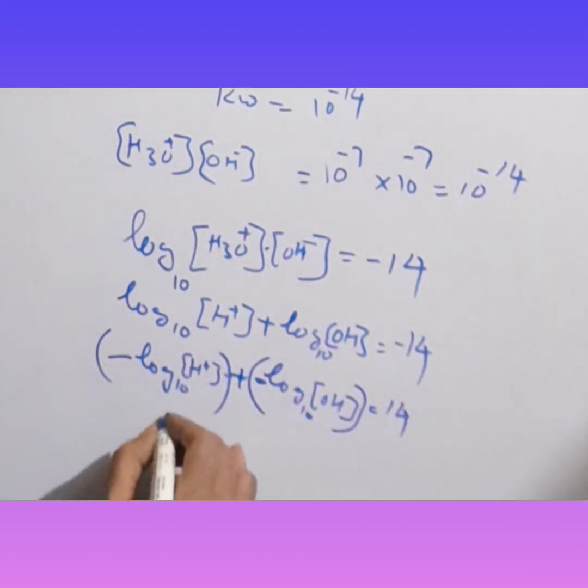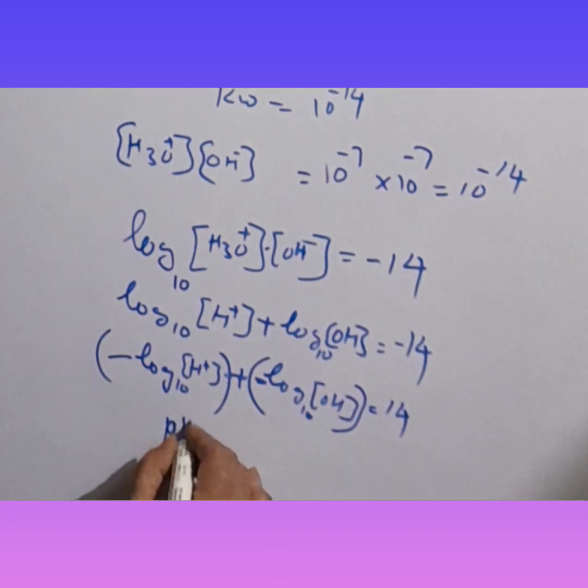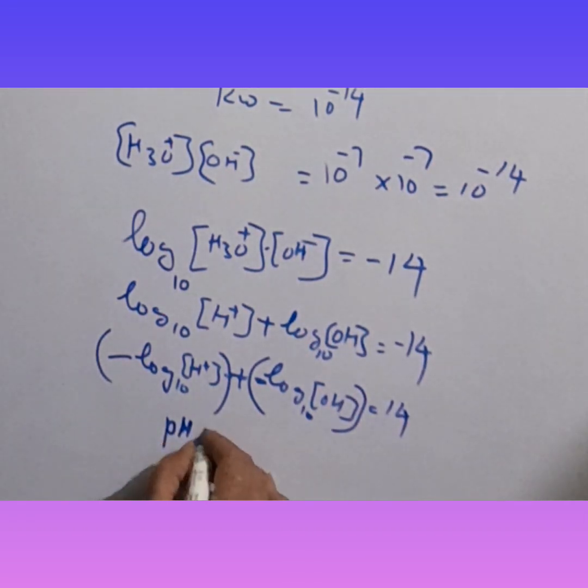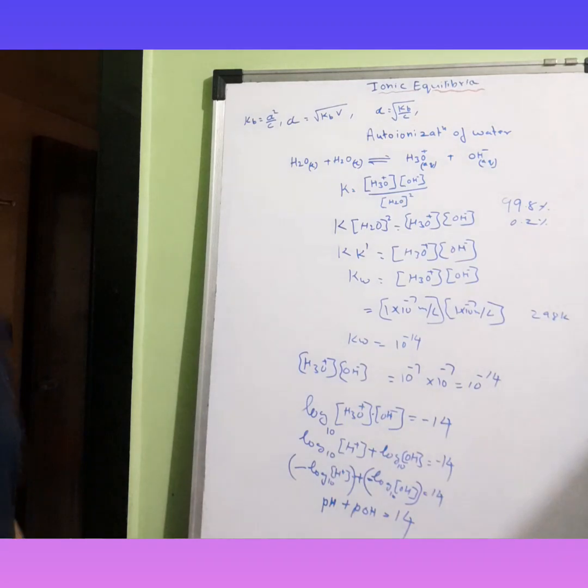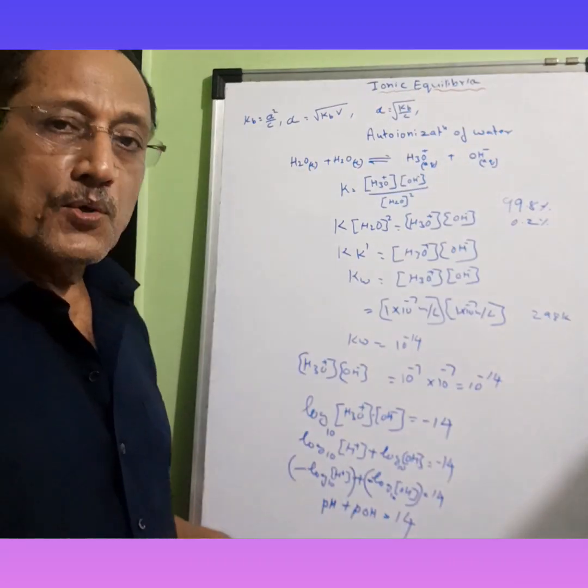Now this is what is called pH, hydrogen ion concentration, plus pOH is equal to 14. This is how we get the range of pH and pOH.